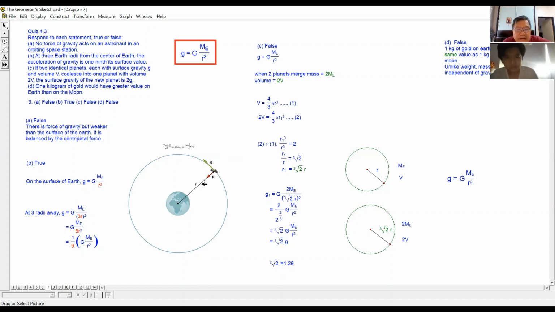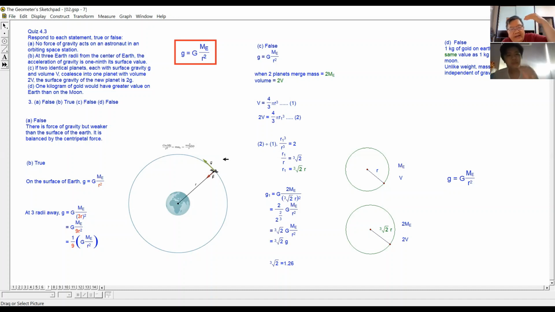Even at a distance way above the surface of the Earth, maybe three times the radius of the Earth, or maybe about a few thousand kilometers away from the surface of the Earth.